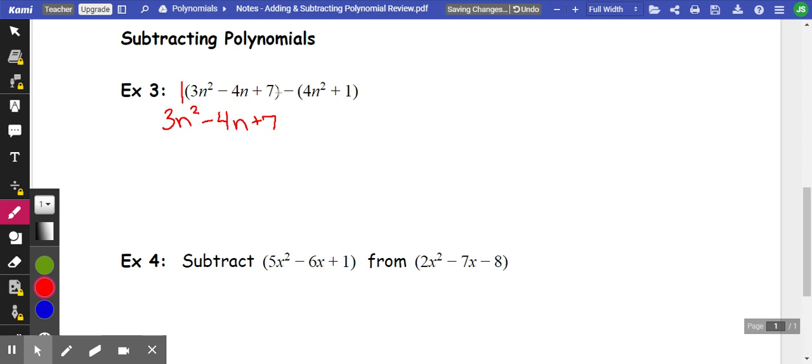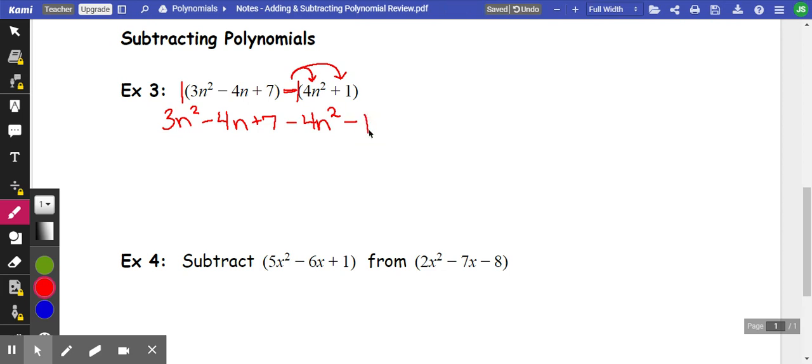What's different is when we're dealing with this subtraction here, really that's like having a negative 1 hanging out in front of that second parenthesis. So here, we're going to have to distribute a negative 1. This is going to change things. It changes our signs. So negative 1 times 4n squared becomes negative 4n squared. Negative 1 times a positive 1 is a negative 1.